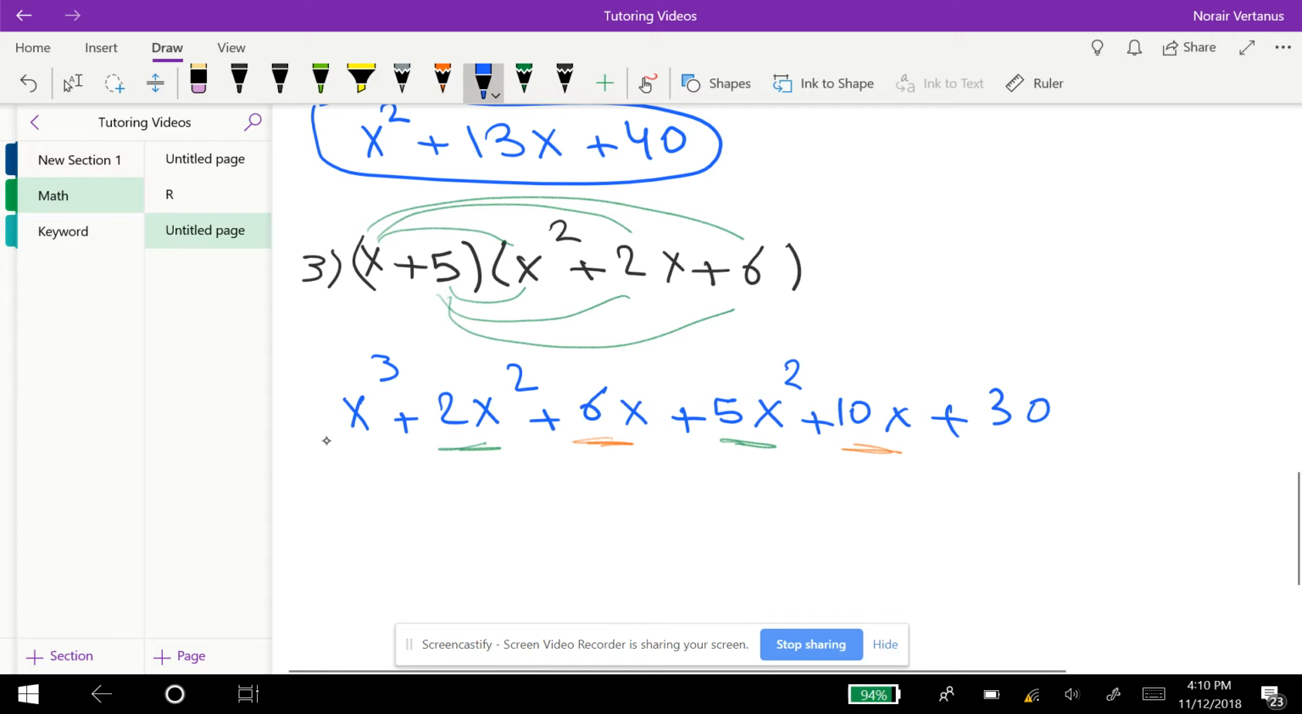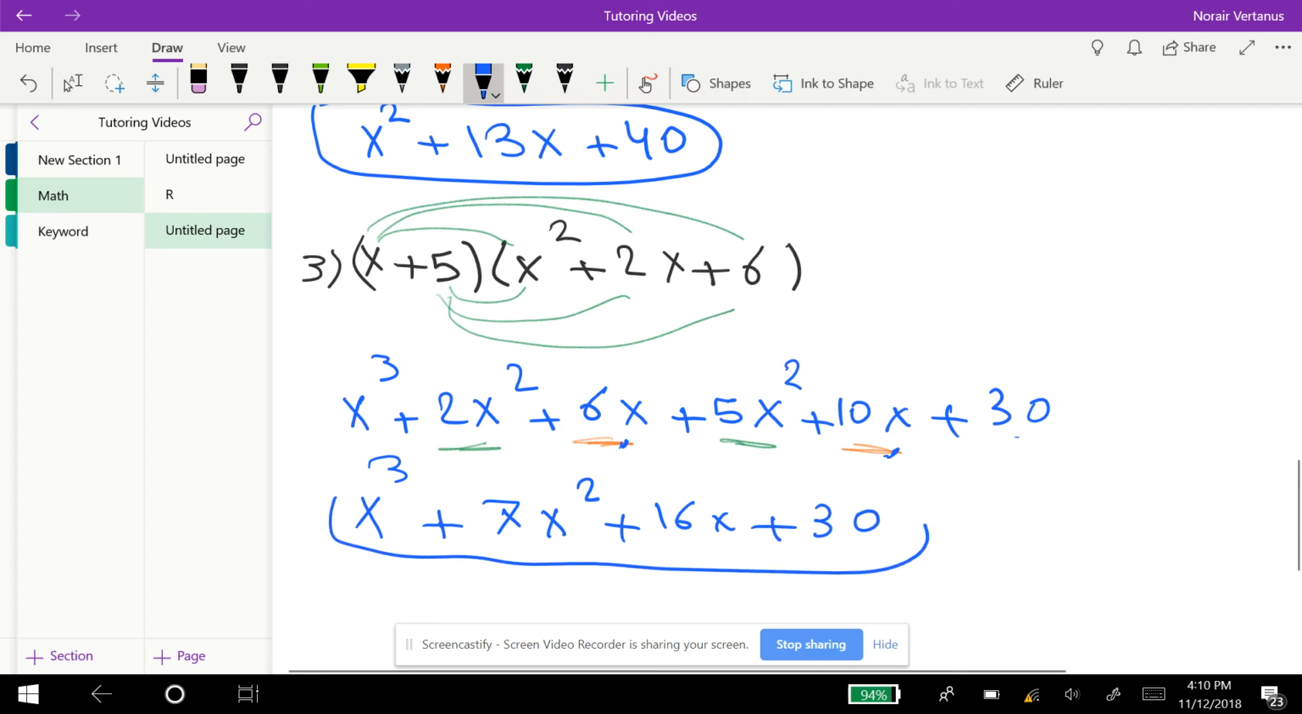So eventually you're going to have x to the third alone. So x to the third plus 2x squared and 5x squared. You add them, get 7x squared. And then 6x plus 10x, these two, it's going to be 16x. Positive 16x. And there's this last one, 30 left. Positive 30. So that's the result from multiplication of a binomial by a trinomial.